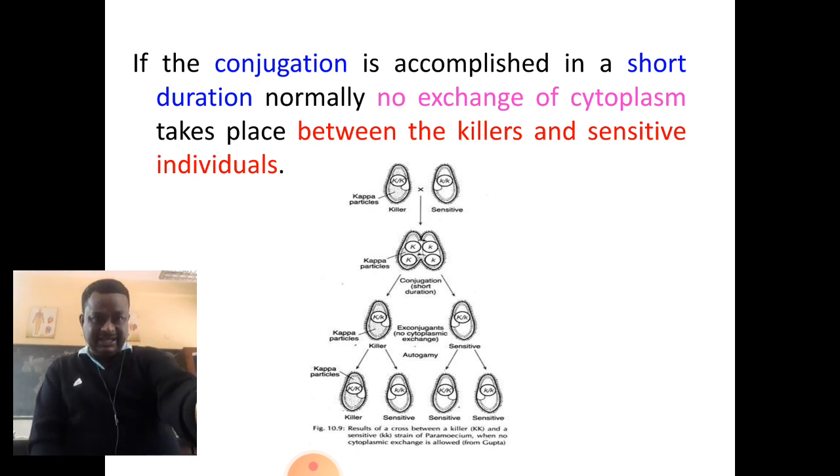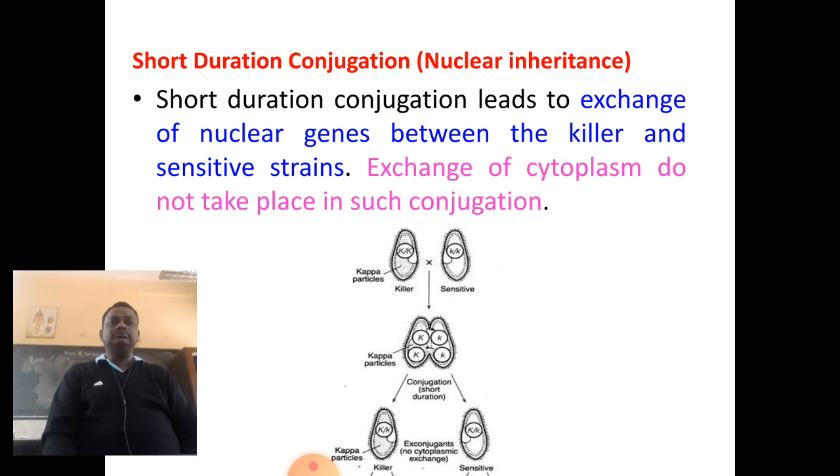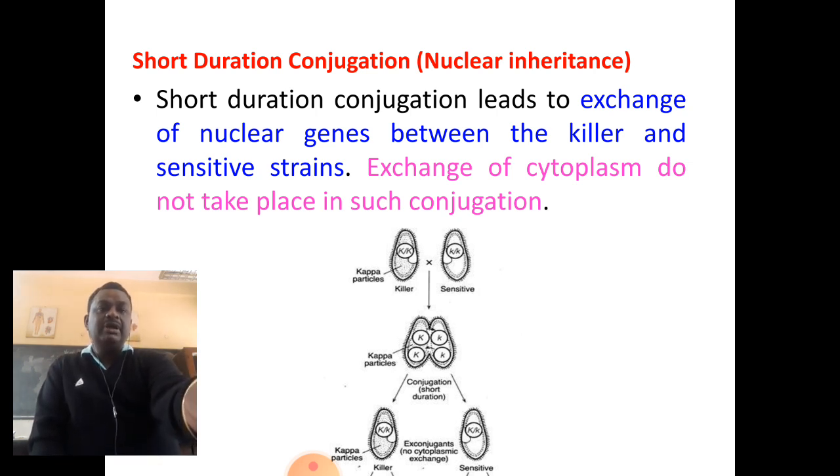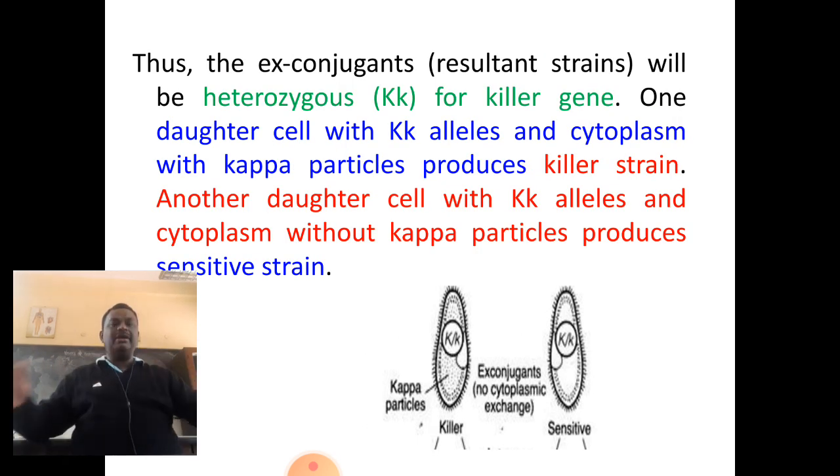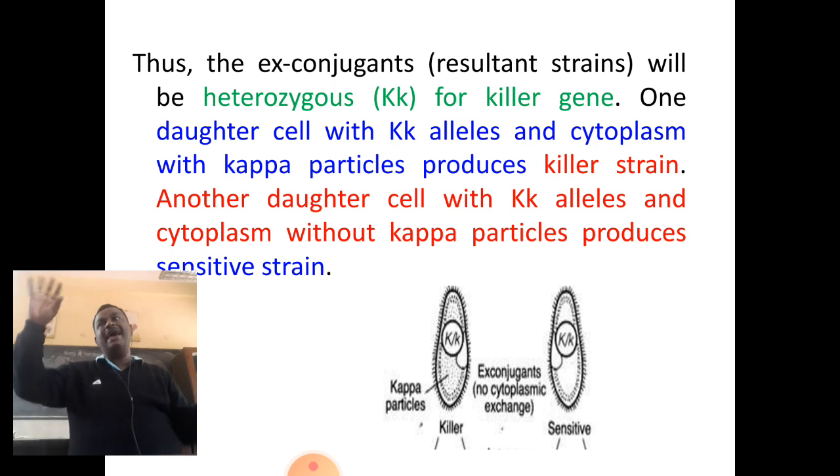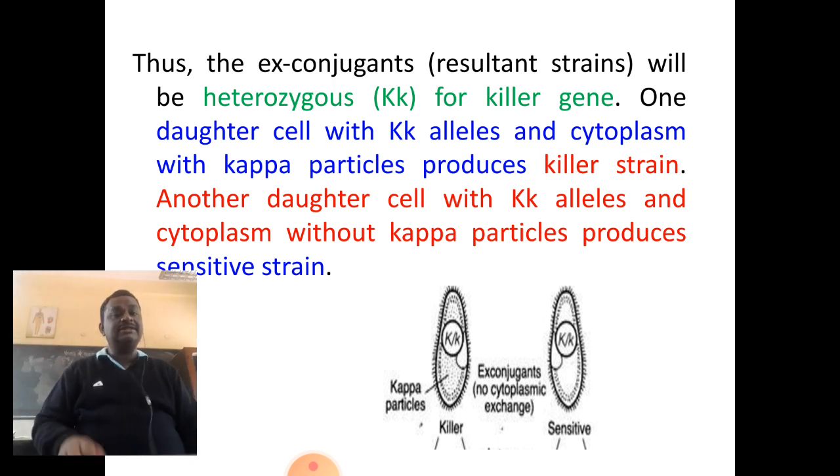So, this will indicate the nuclear inheritance pattern. What is happening here? The exchange of nuclear genes is seen between the killer strain and the sensitive strain, and cytoplasm is not involved in the exchange. After the ex-conjugants are formed, they will have heterozygous capital K, that is the killer gene, in them, but the cytoplasm of the original parent is retained. Thereby one cell will form the killer strain with heterozygous K and the other forms the sensitive strain with heterozygous K.